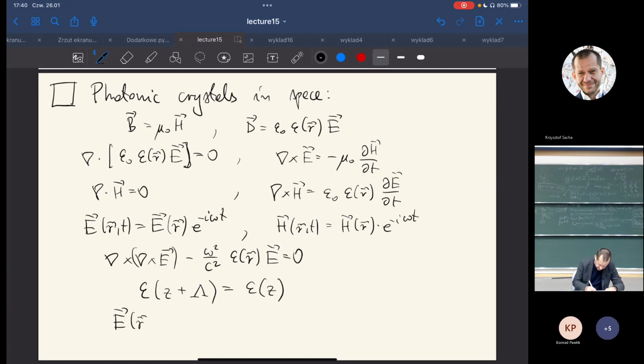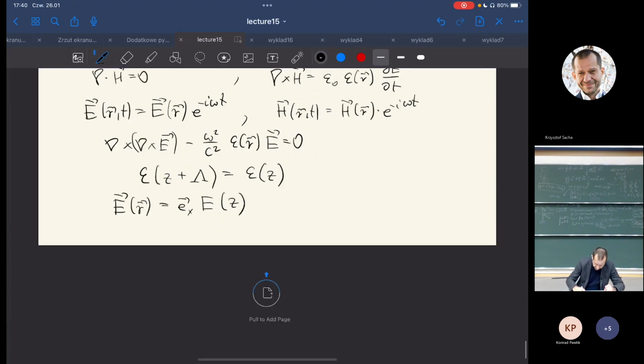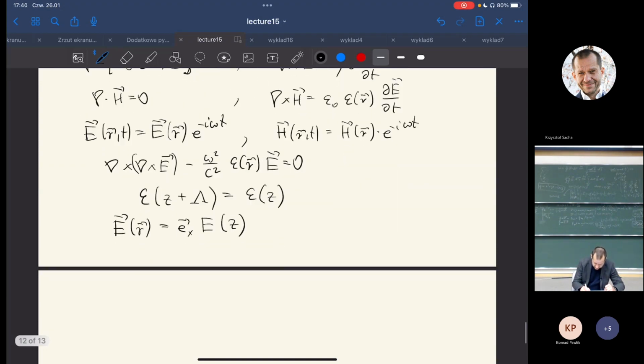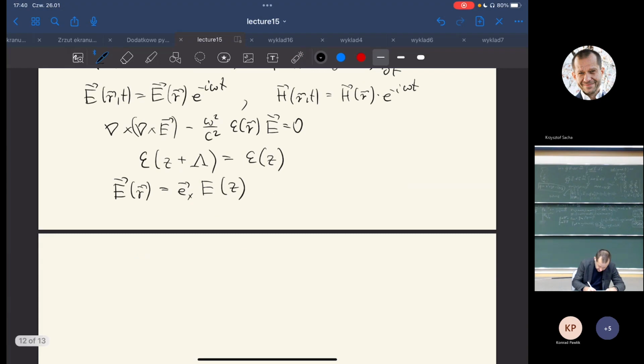So that means that for this special part of the solution, we assume that this is a vector along x, there is a polarization, times there's a certain function which depends only on z. So then, substituting this form of the solution to our equation, we basically obtain the following problem to solve. Okay.